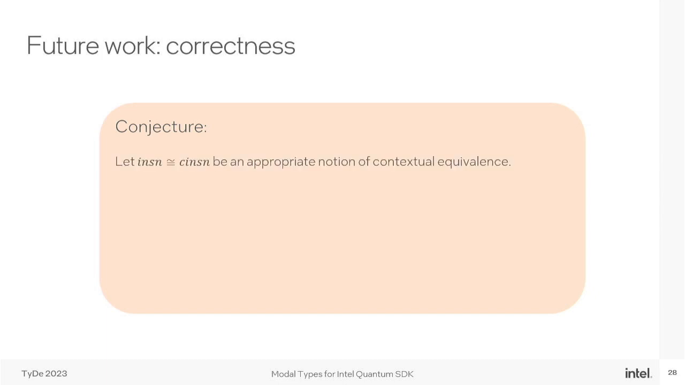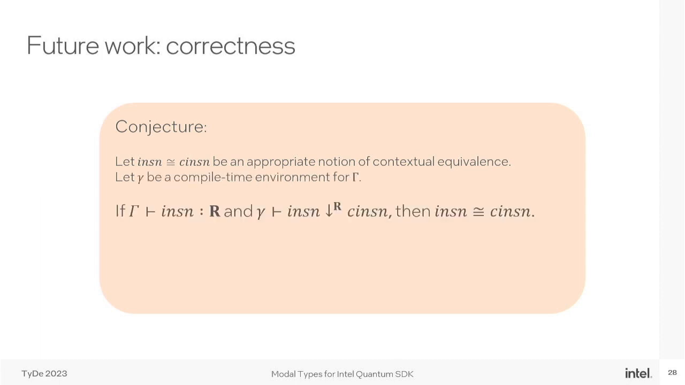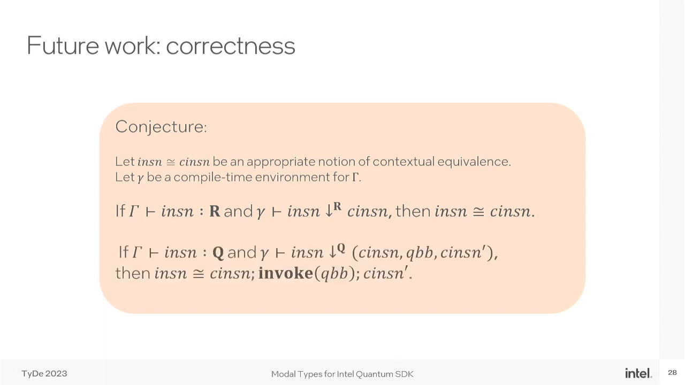We need to define an appropriate notion of equivalence between the high-level and low-level languages. If instructions are available at classical runtime and they evaluate to C instruction, then those two should be equivalent. And then for quantum instructions, if they evaluate to a triple, then the instruction should be equivalent to the expected composition.